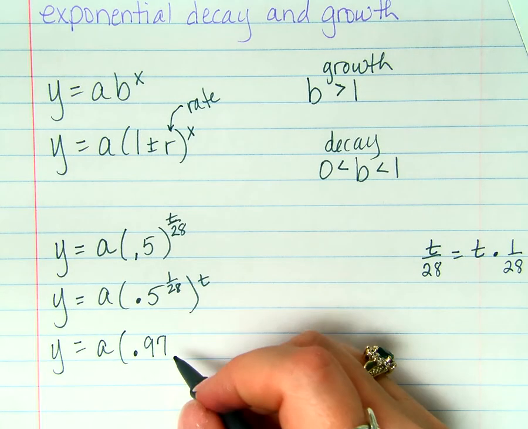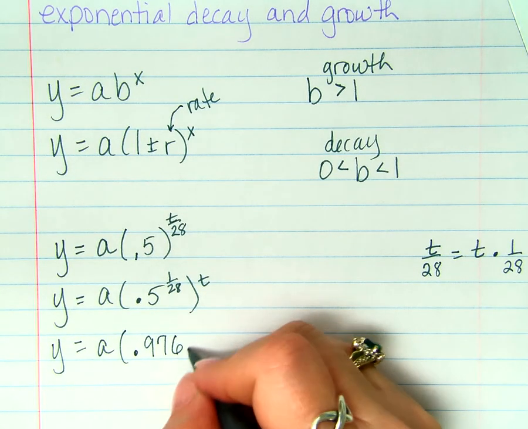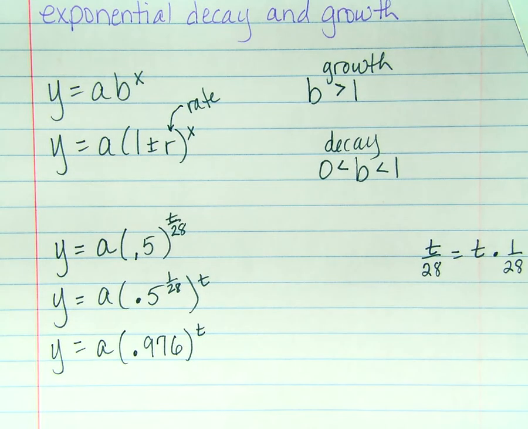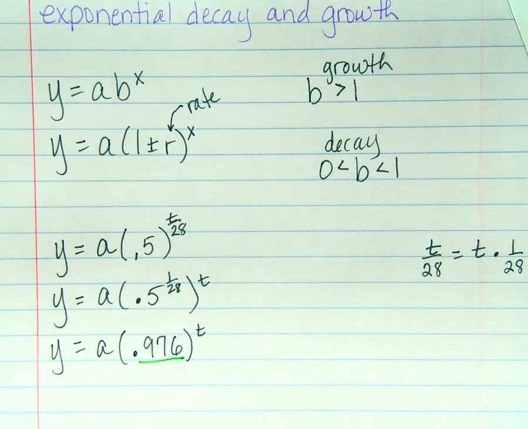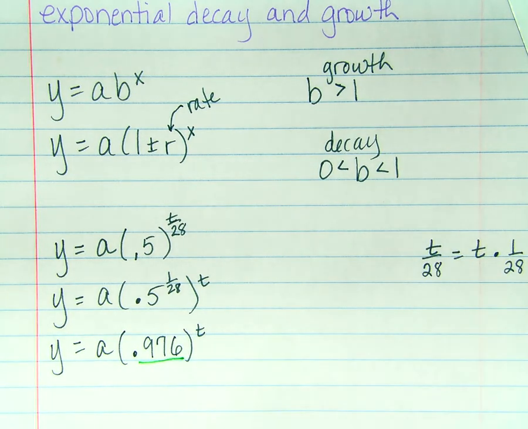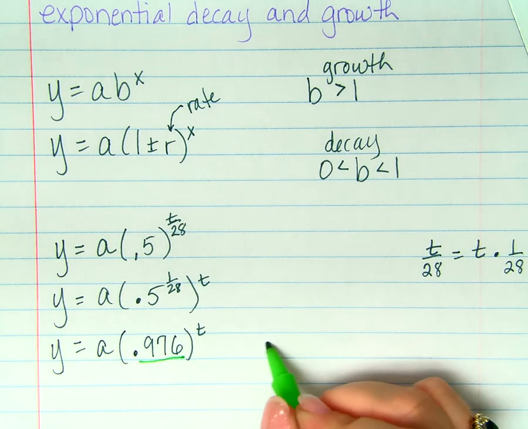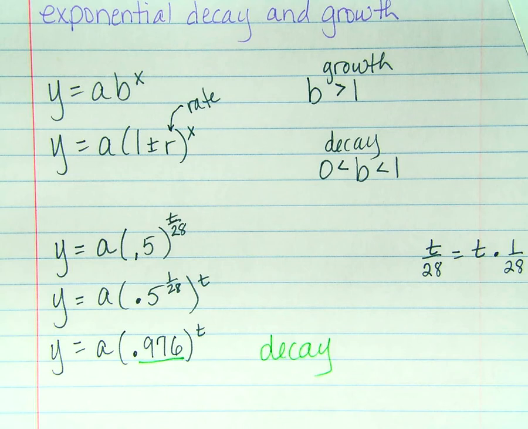0.975 or 6? Are we in agreement? To the t power. So we can already tell one thing. What can I tell by looking at that number right there? Are we talking about growth or are we talking about decay? How do you know we are talking about decay? It's less than 1 and greater than 0.